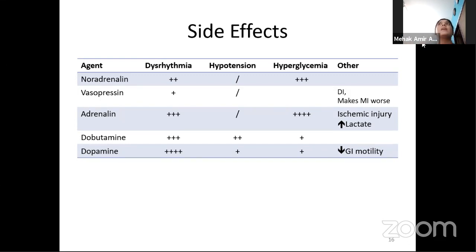Hyperglycemia, because it affects the cellular enzyme with the insulin absorption. That is why hyperglycemia. The other side effects with vasopressin are diabetes insipidus, and it makes MI worsen. With adrenaline, ischemic injury, and when there is an injury in the muscles, obviously the lactate is going to be increased. The GI motility is decreased with dopamine. The peristaltic movement is decreased with dopamine. So you can see the graphical representation of all the vasopressors here.